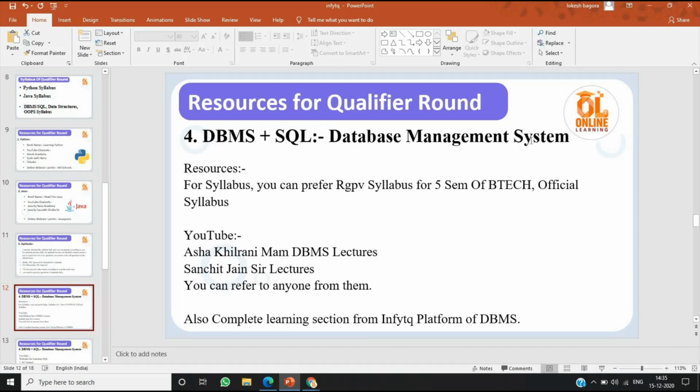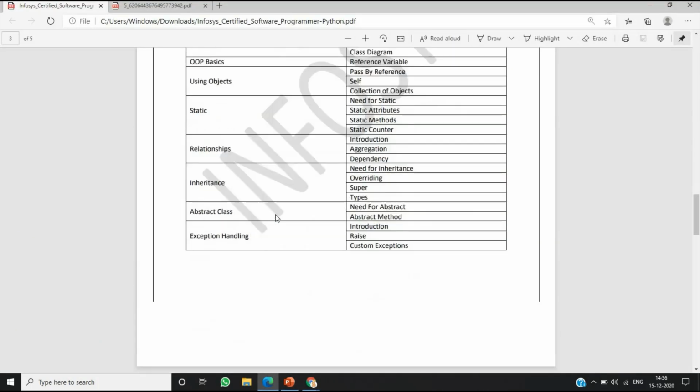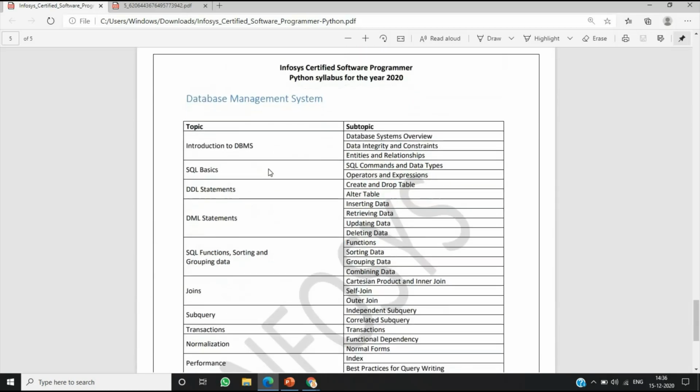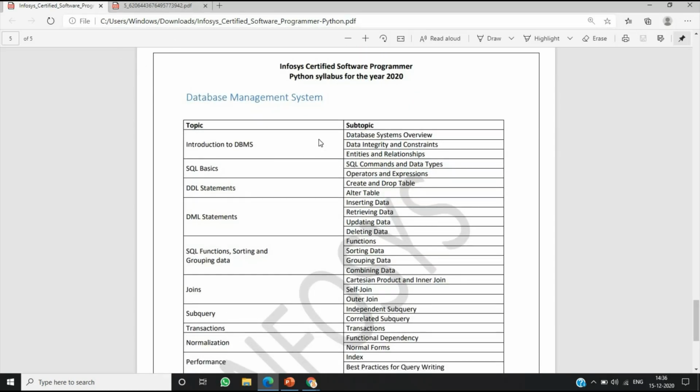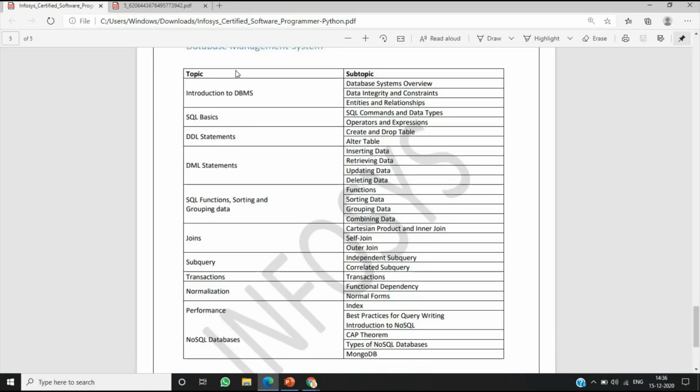For DBMS and SQL, database management system and structured query language, for the resources I prefer my university, meaning I passed out from RGPV, Rajiv Gandhi Proudyogiki Vishwavidyalaya University. So I can prefer the 5th semester of my BTech syllabus. I also attached the link in the description, you can see it below. I already talked about the official syllabus that is given in the Python programming language section, or in the Java section: introduction to DBMS, SQL basics, DDL statements, DML statements.